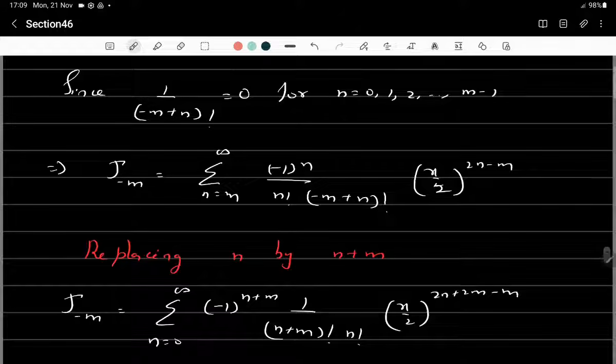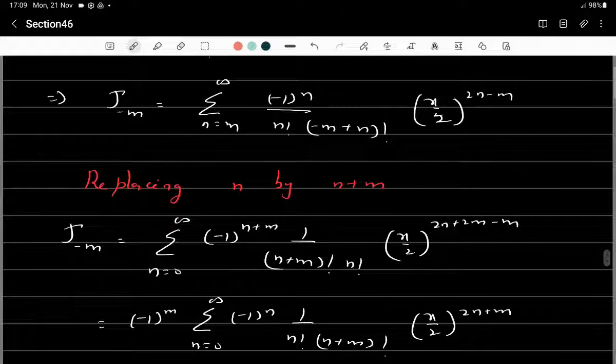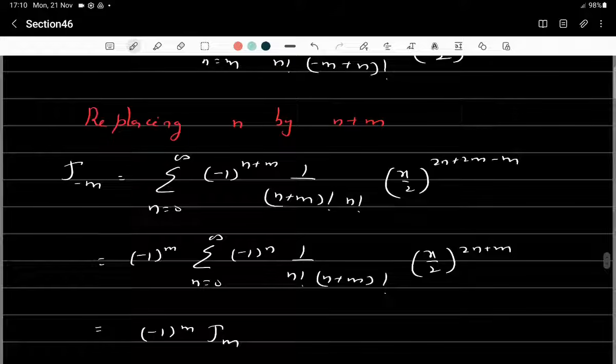The same would happen here when you substitute, so minus 1 raised to n plus m and so on. So the first term would match along with everything else. This is a very easy observation. But if you simplify it and take minus 1 raised to the power m common, then the remaining summation would be Jm(x). It means when m is an integer, you get J minus m(x) as minus 1 raised to the power m Jm(x). It means they are linearly dependent.